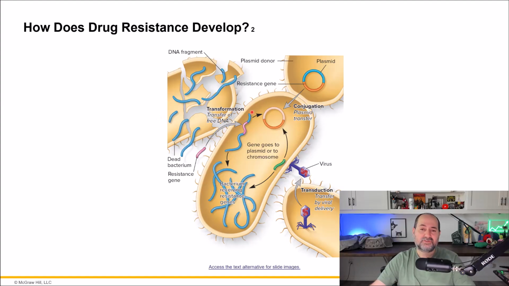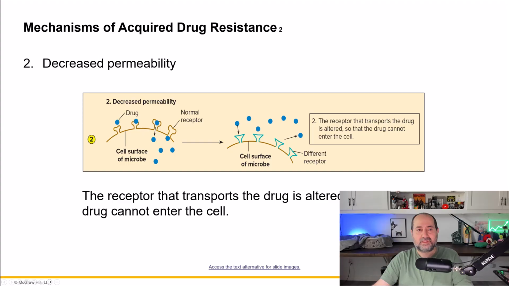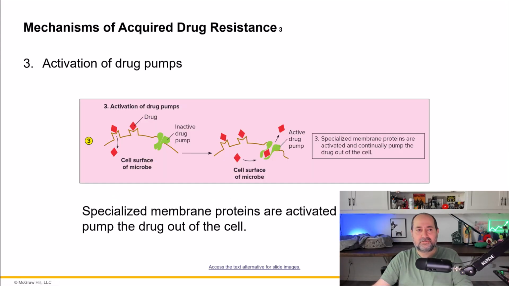one of three ways between bacteria: through either conjugation through a sex pilus, transduction via bacteriophage, these viruses, or even transformation, which is the uptake of naked DNA across the cell wall. And then we talked about mechanisms of drug action. Remember, one example is to inactivate the drug. That's what penicillinase does. Another one is to decrease the permeability of the drug into the cell.